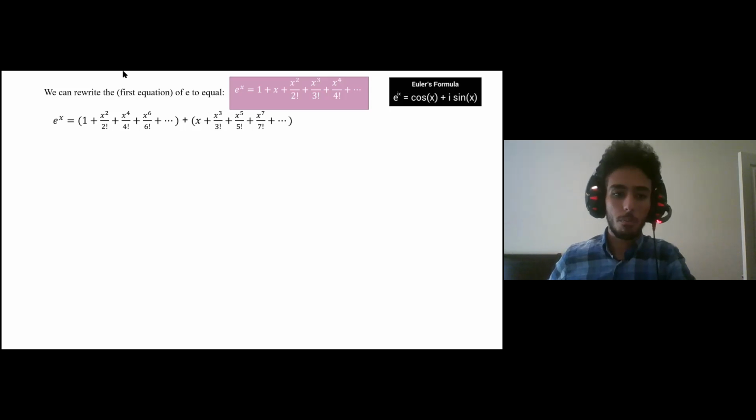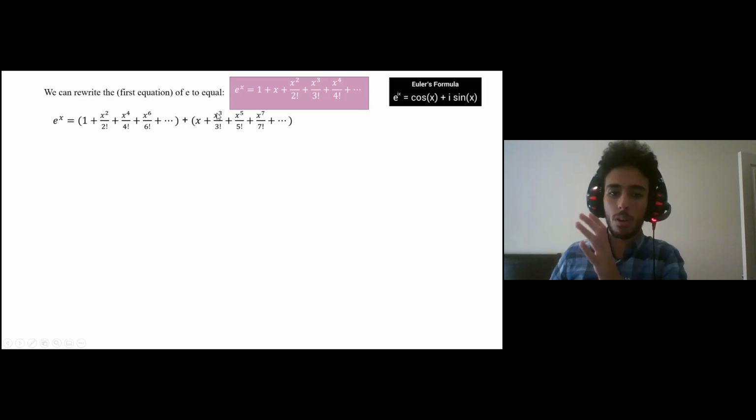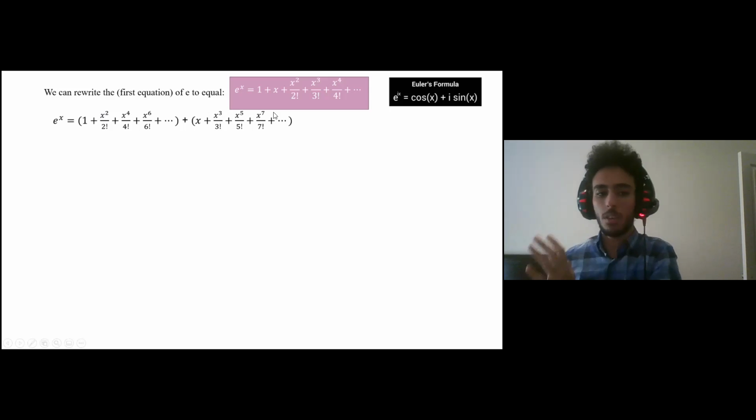So we're going to have 1 plus x squared over 2 factorial, with all the ones that have the power of 2, 4, 6, and so on on the first side, and we're going to put the ones that have the power 1, 3, 5, and 7 on the other side. And we're going to put them in parentheses.